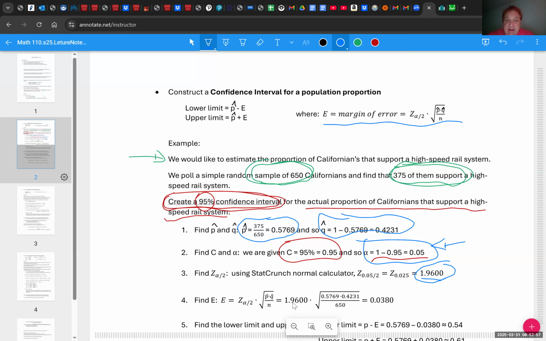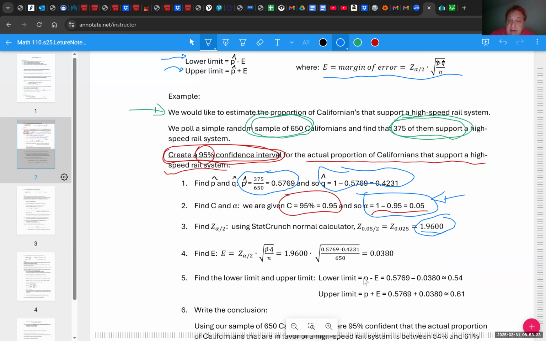I just plug the numbers in and do my computation, a lot of computations in a math class, as you know. So I put all the numbers in, do the math, and I get an E value of 0.0380. So that's my margin of error. And then we have basically one step left. Our lower limit of the confidence interval is just P hat minus E, and our upper limit is just P hat plus E.